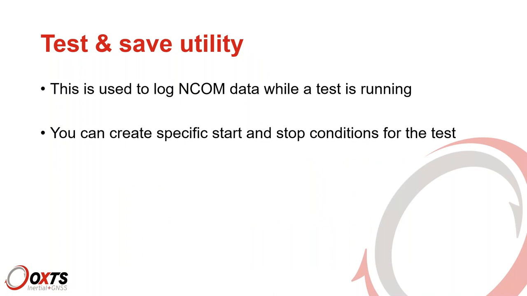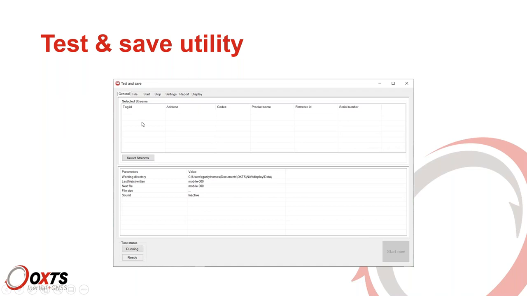Next is the test and save utility. This is used to log NCOM while the test is running, and you can create specific start and stop conditions for the tests that you're running. So the first thing to do is you can select the streams.